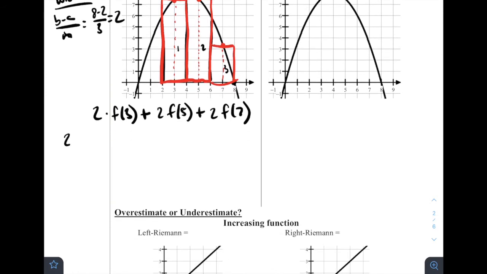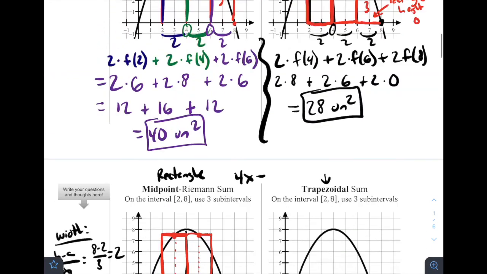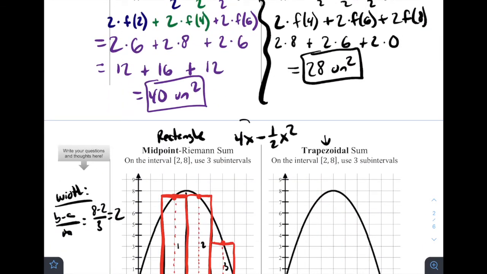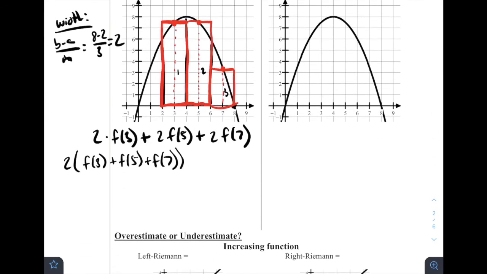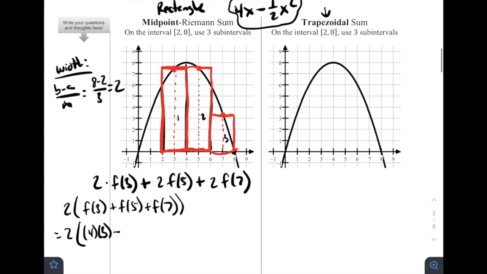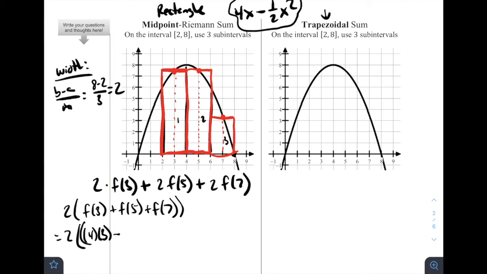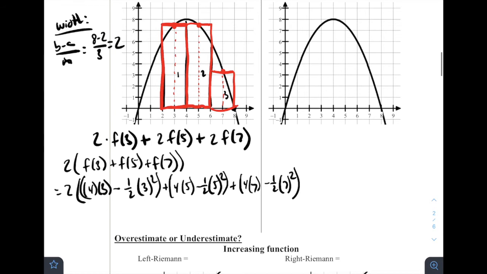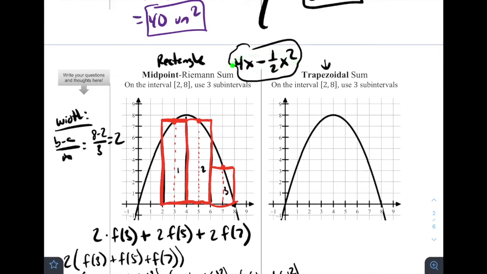Sometimes it's easier to factor and say that this is 2 times f of 3 plus f of 5 plus f of 7. And our equation here was, I'll just write, 4x minus 1/2 x squared. So this was our equation. This is going to be equal to 2 times the function at 3. So 2 times 4 times 3 minus 1/2 times 3 squared, plus f of 5. So that's 4 times 5 minus 1/2 times 5 squared, plus 4 times 7 minus 1/2 times 7 squared. So if I needed to write all of that out, that's what that would be. Essentially, I'm plugging 3 and 5 and 7 into the equation they gave us, and then simplifying.